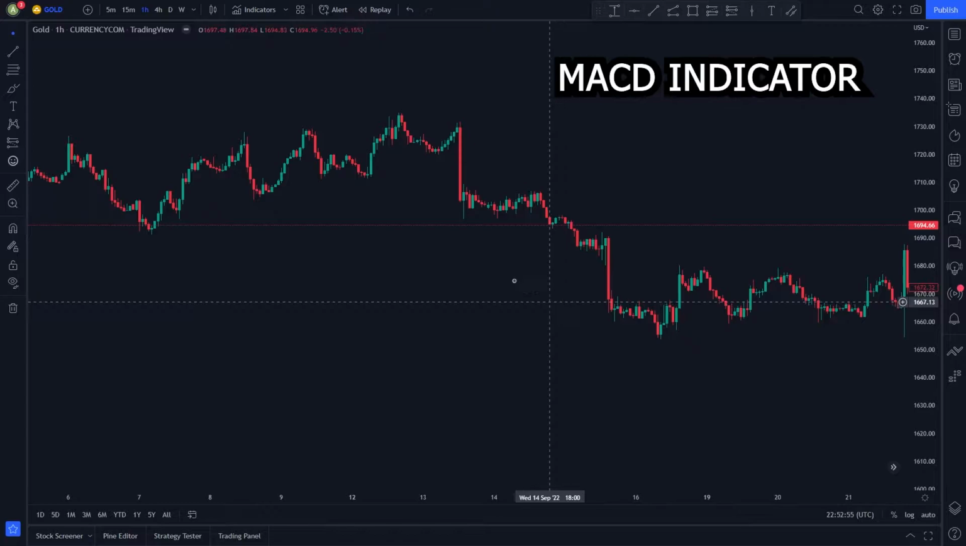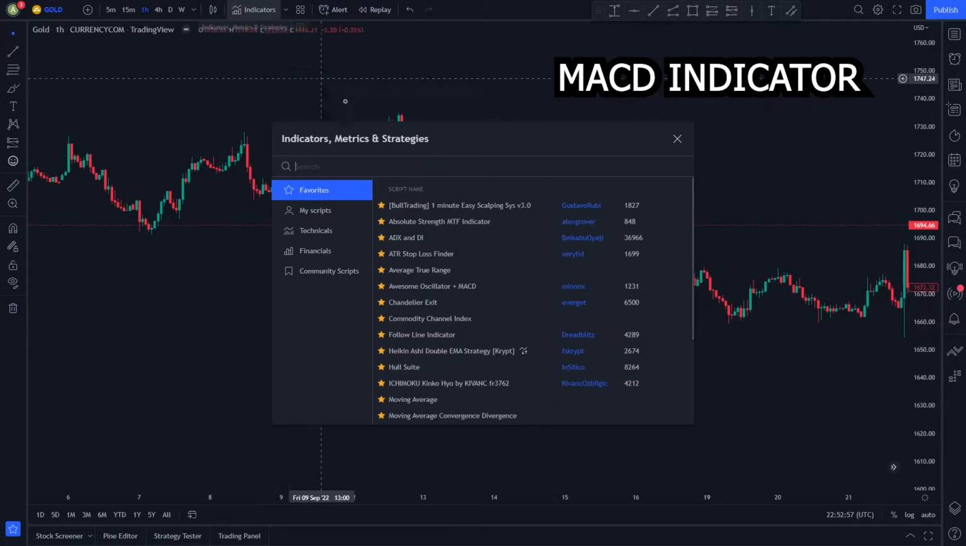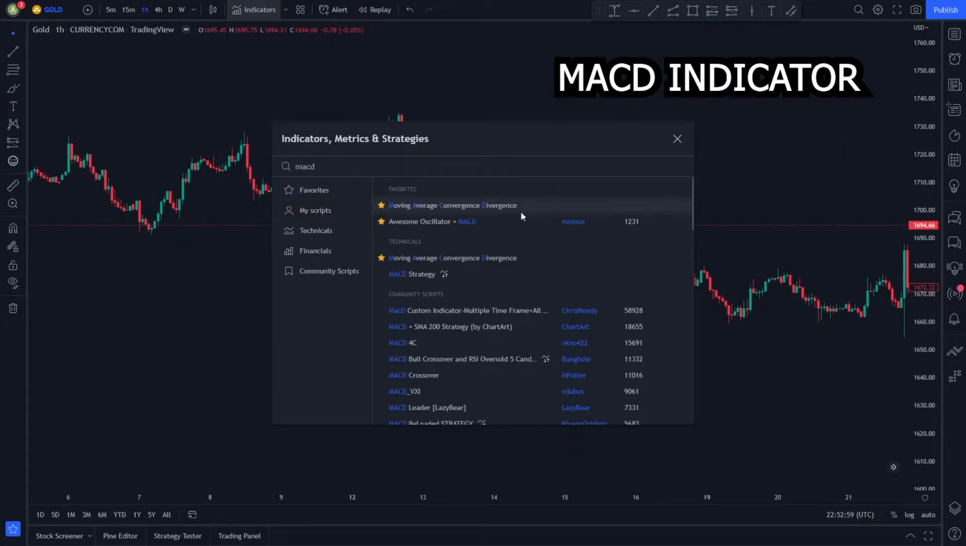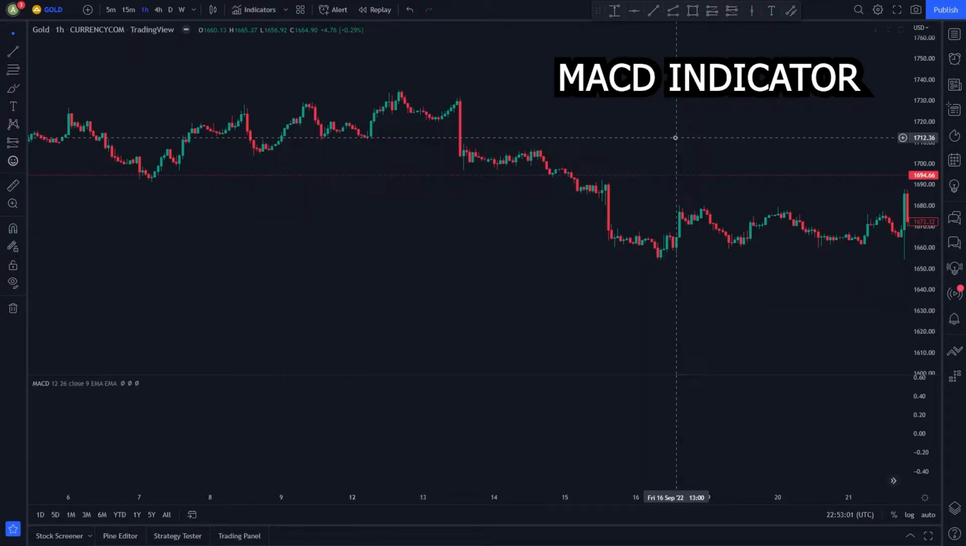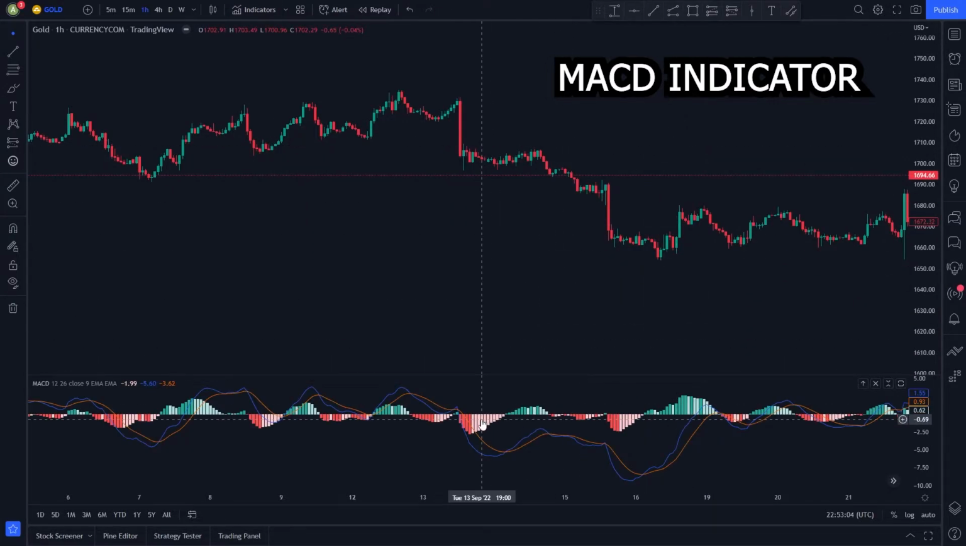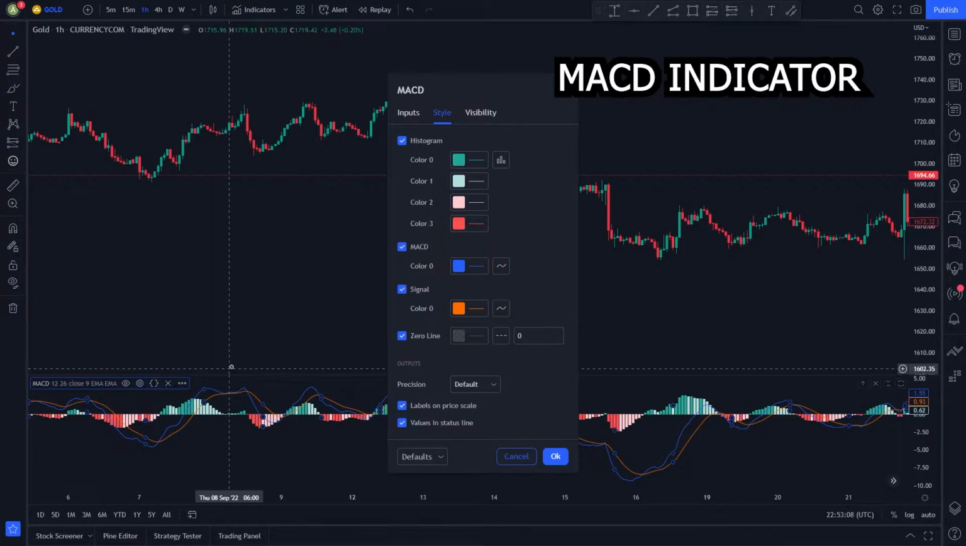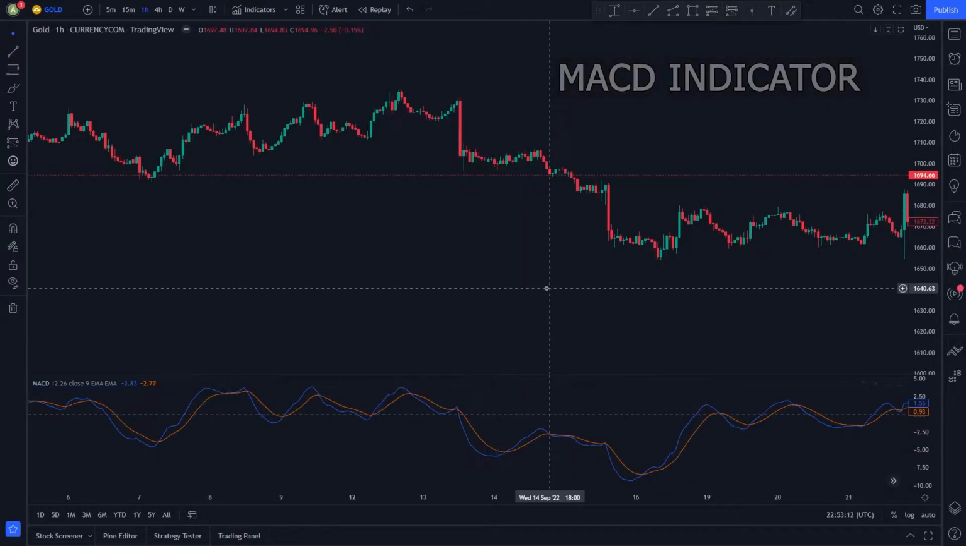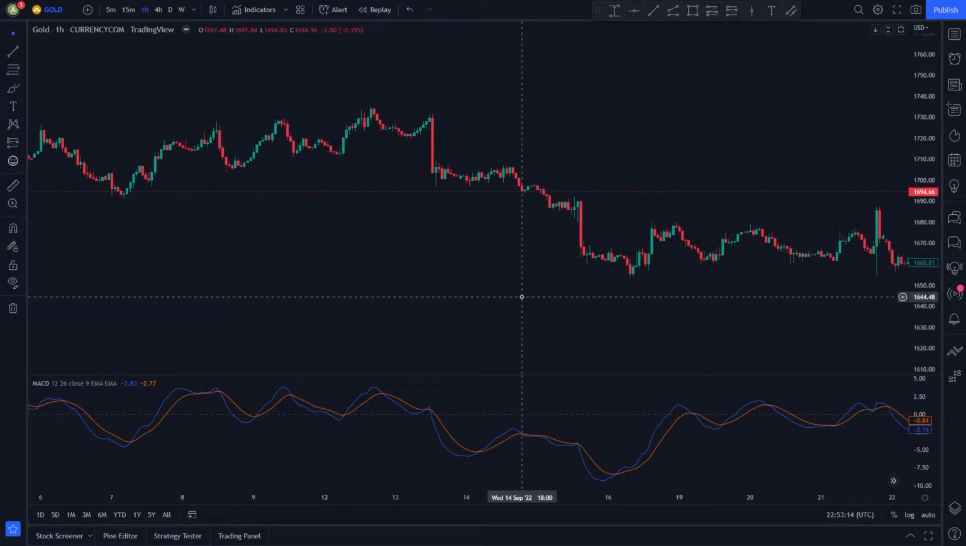Okay, to add the indicator to your chart, you click on the indicators tab, then search up MACD. We will be using this one. After adding the indicator, your chart will look like this. Now we need to change some of the indicator settings. We click the settings button on the indicator menu. We head to the style section, then uncheck histogram, then click OK. Alright, our first indicator is ready.